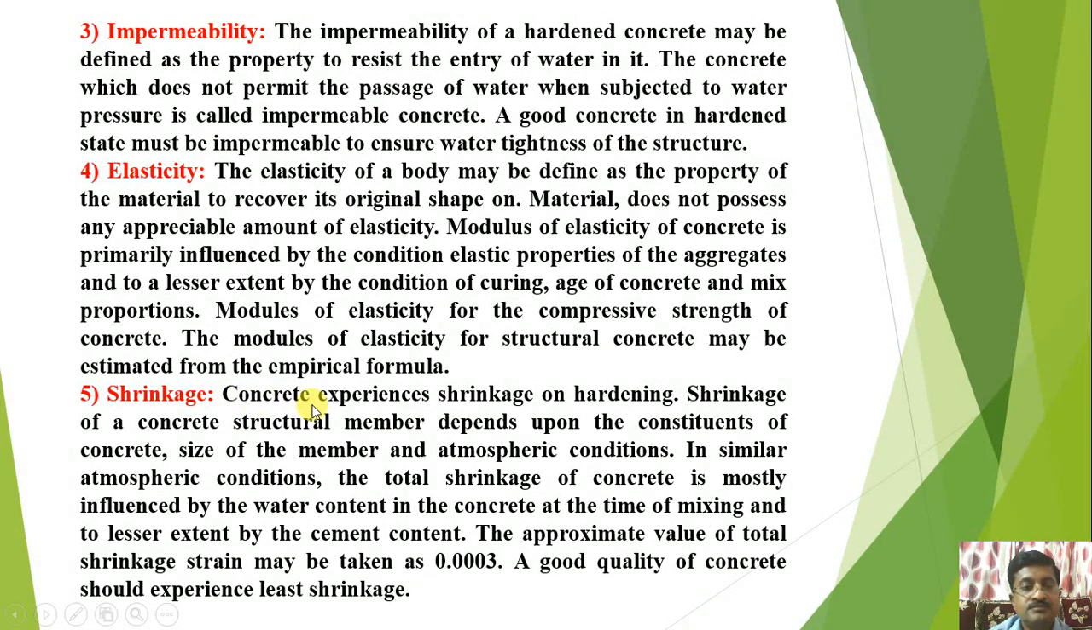Shrinkage. Concrete experiences shrinkage on hardening. Shrinkage of a concrete structural member depends on the constituents of concrete, size of member and atmospheric conditions. In similar atmospheric condition, the total shrinkage of concrete is mostly influenced by the water content in the concrete at the time of mixing and to a lesser extent by the cement content. The approximate value of a total shrinkage strain may be taken as 0.0003. A good quality of concrete should experience the least shrinkage.